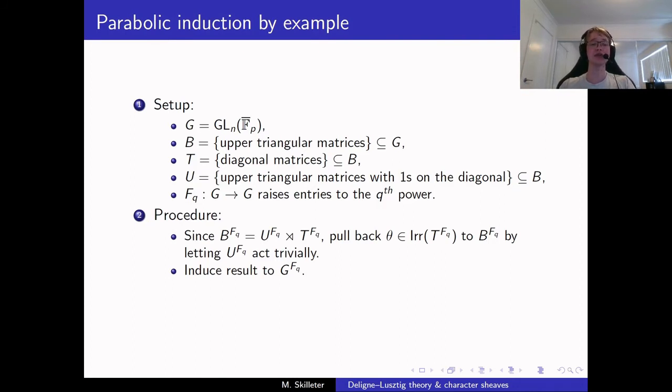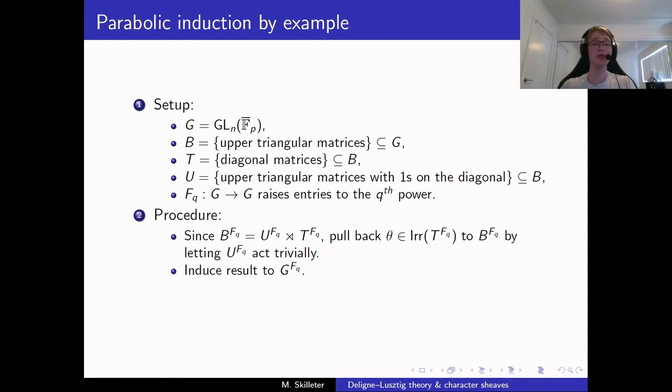Every upper triangular matrix can be written uniquely as the product of a diagonal matrix and an upper triangular matrix with ones on the diagonal. That's just saying that B is what's known as a semi-direct product of U and T. And taking fixed points under this Frobenius preserves that semi-direct product. So now what we want to do is take a representation theta of our finite torus T(F_q) and extend it to a representation of B(F_q) by letting U(F_q) act trivially.